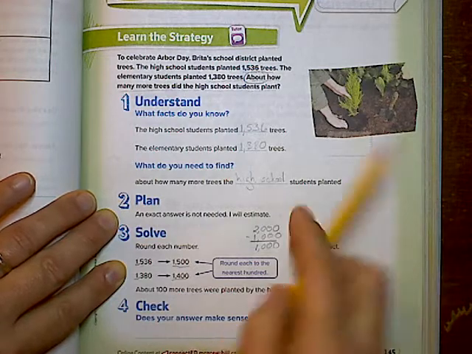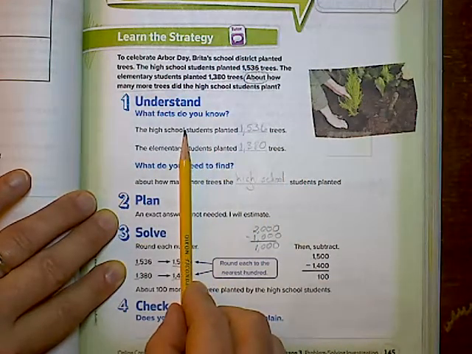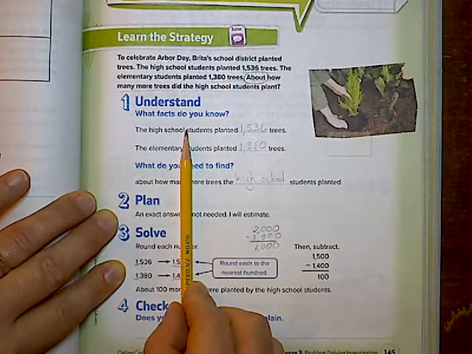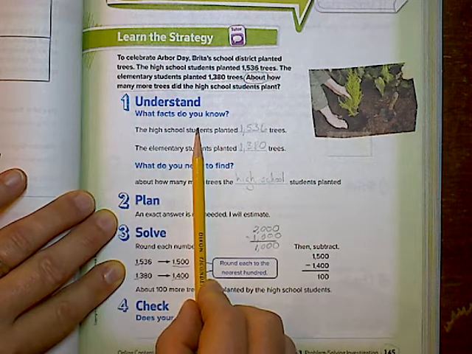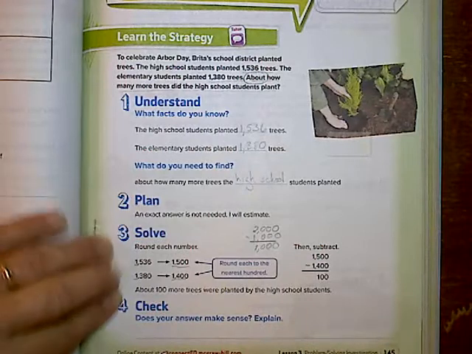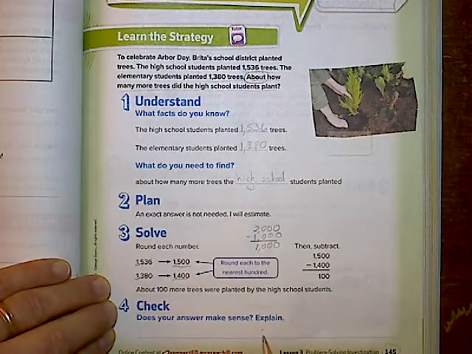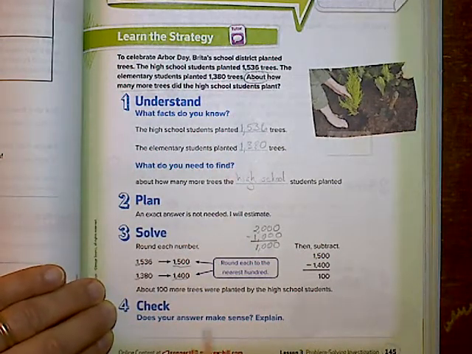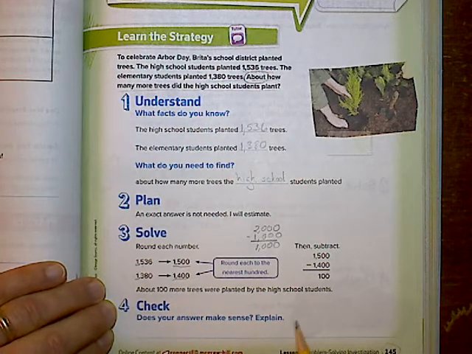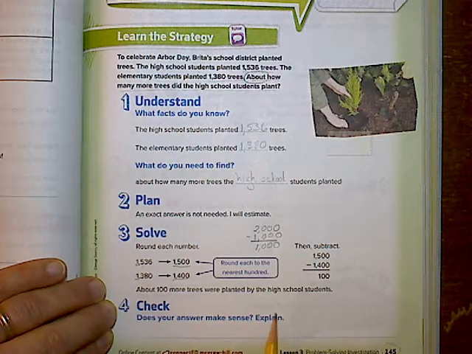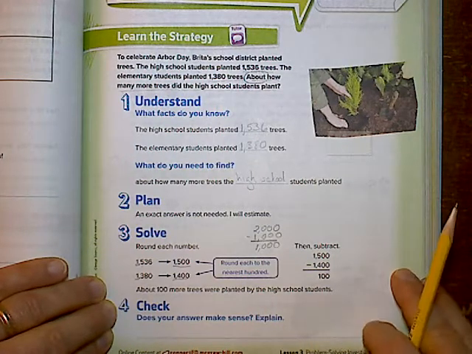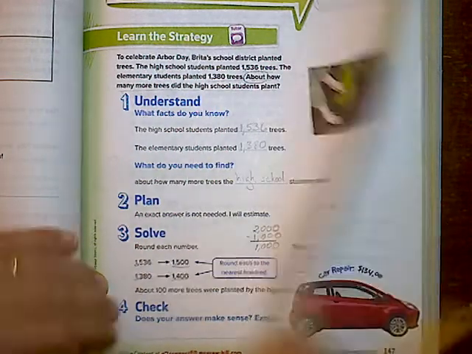Hopefully some of you noticed that if you covered up those zeros, you're actually just doing 15 minus 14, and then you just add the zeros on at the bottom. All right? Okay. Now, it makes sense because my estimates are correct, right? It would tell me that the high school students definitely planted about 100 more. Okay, now that's when it has the word about.